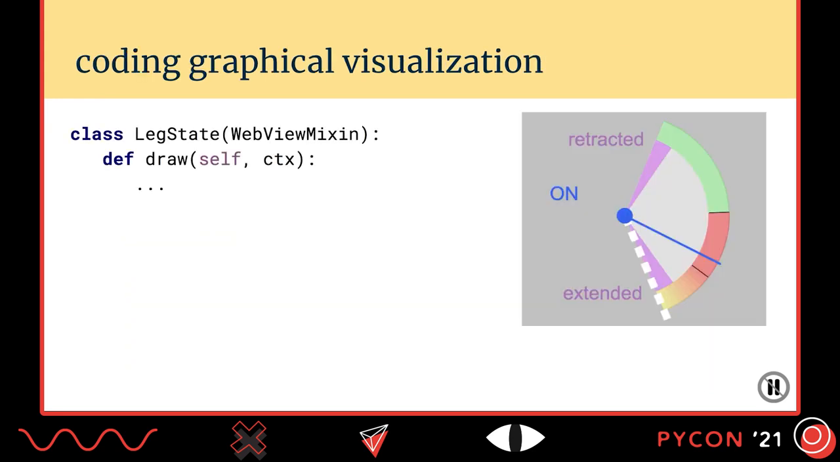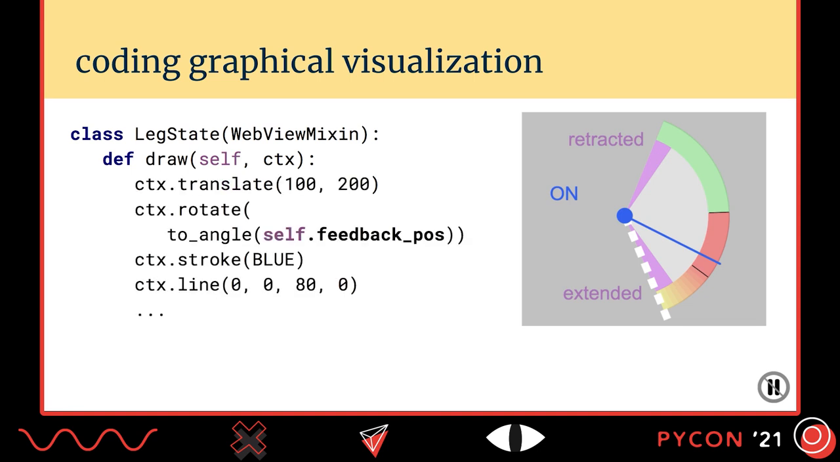Well, we could do something like this. We've got our leg state class. Let's have it derived from a mixin that provides one of these web views. And as part of that contract, we have to implement a draw method that takes a graphical context. So now we're making graphic function calls, and we're accessing some of the local attributes of our class instance.